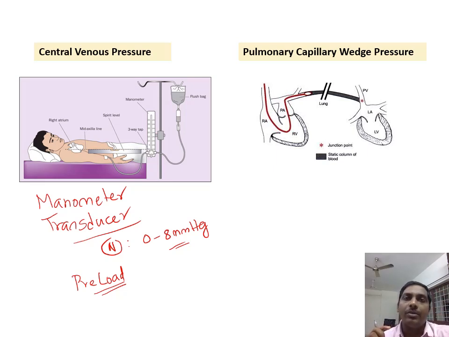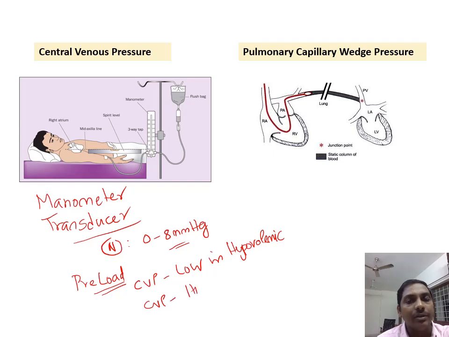In hypovolemic shock, what will happen? Preload will be low because there is low intravascular volume. So CVP will be low in hypovolemic shock. Whereas in cardiogenic shock, what will happen? The heart is not able to pump because of cardiac failure. So the preload will be high. There the CVP will be high in cardiogenic shock.